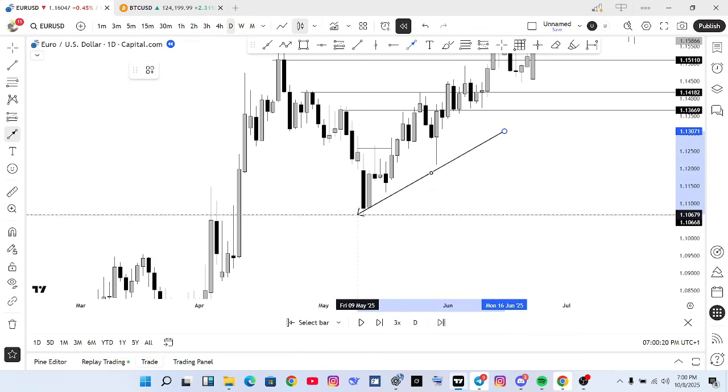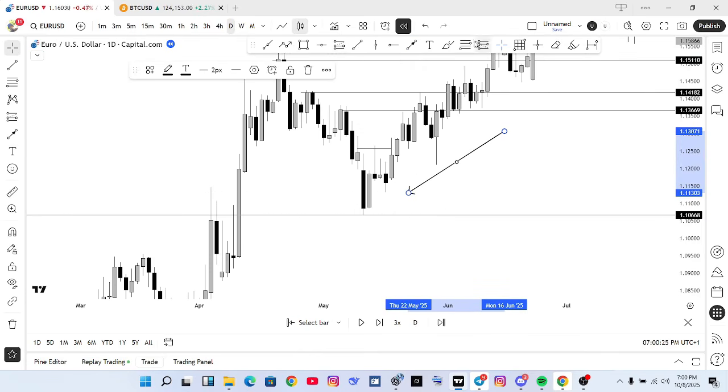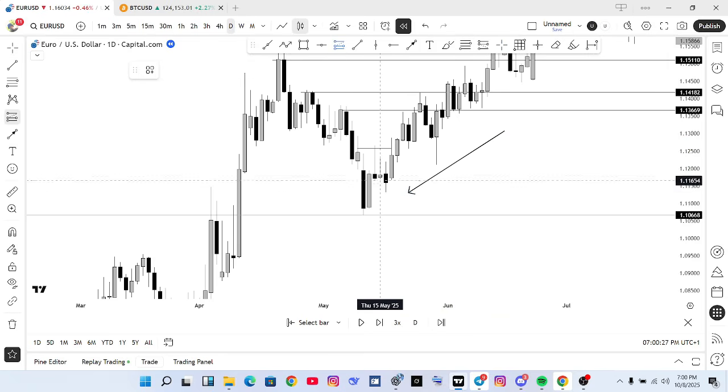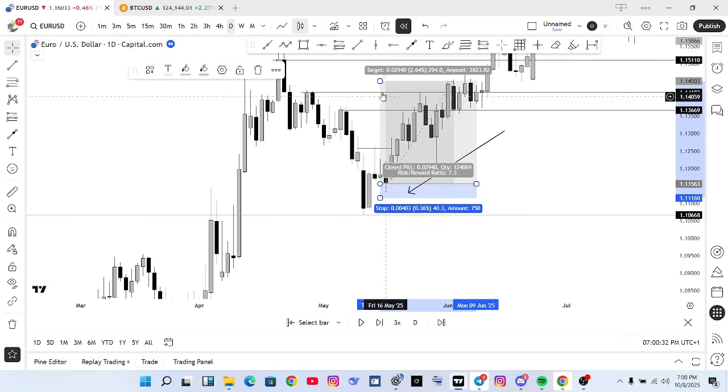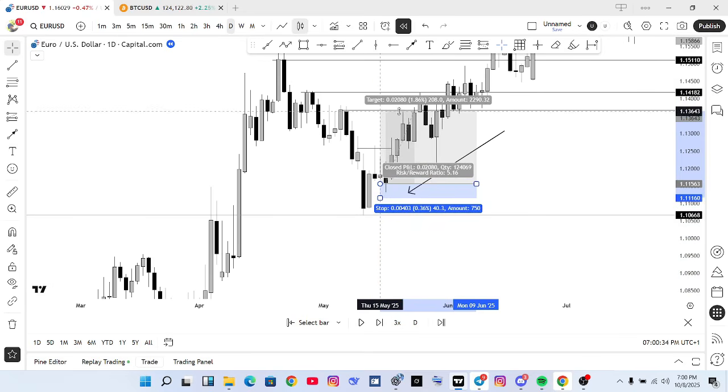Price rejected from here, giving us a confirmation. Now let's say you bought from here after you saw a confirmation, or maybe you use your 4 hour storyline and you start buying from here. Maybe you target this key level here, 1:5. That's almost 200 pips.